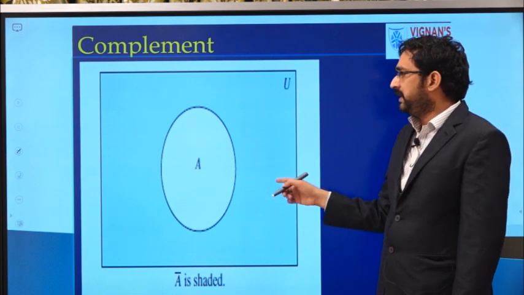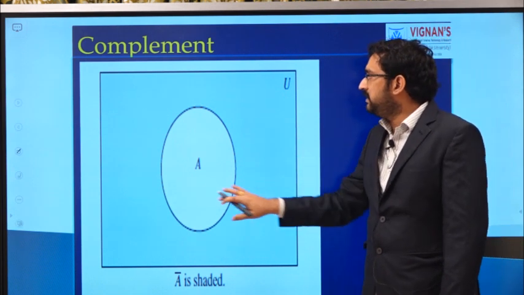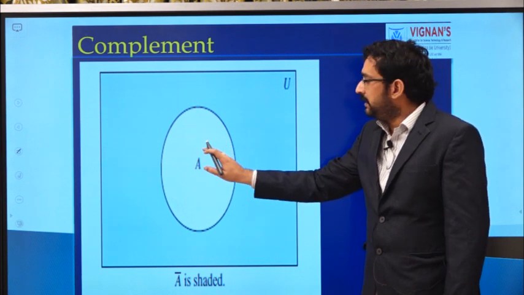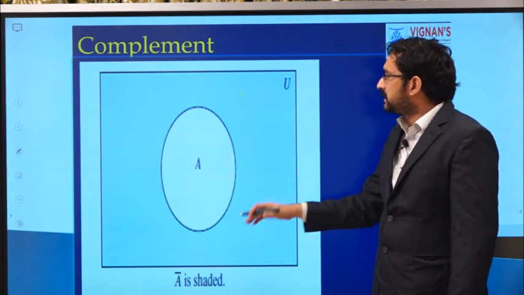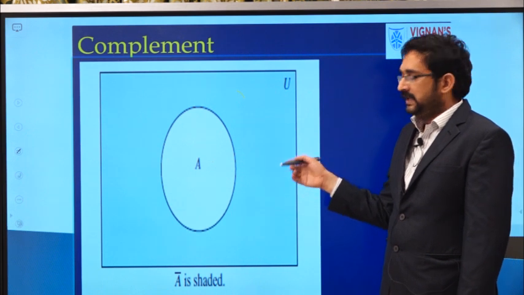Using a Venn diagram, we can represent this. This entire region is the universal set, this is set A. Other than A, the remaining part is called the complement of A.